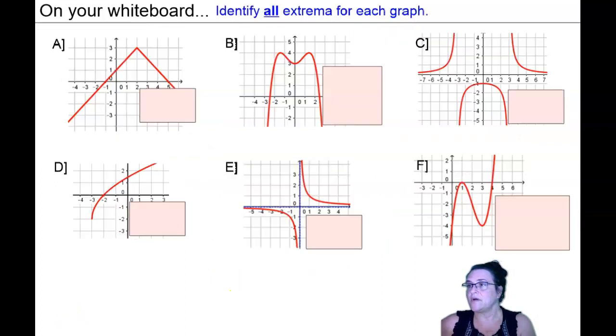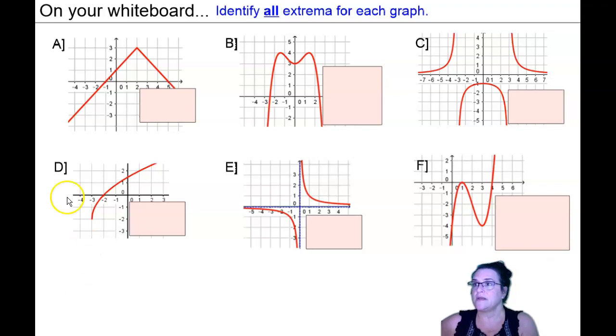Okay, so go ahead and try A through F on your own. You can do this on scrap paper or on your whiteboard. These are the same problems that we looked at before where we were identifying just absolute extrema. Now that we've looked at local or relative extrema, identify all the extrema for these graphs and classify them as absolute or relative max or min. Then when you're ready to check your answers, you can turn the video back on.